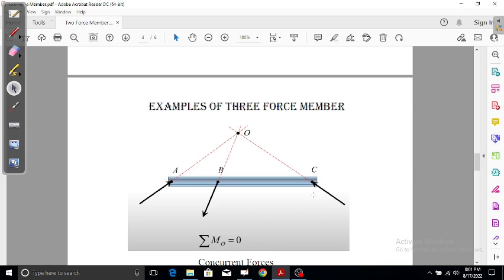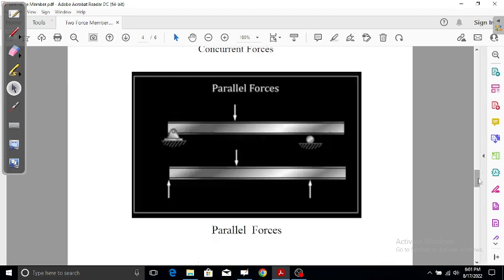And remember, when they are concurrent at point O, we can easily say that the summation of all the moments at O must be equal to 0. Okay, so this is a very good example. This is a three-force member. You can treat it as a three-force member. Okay, let's take another example.